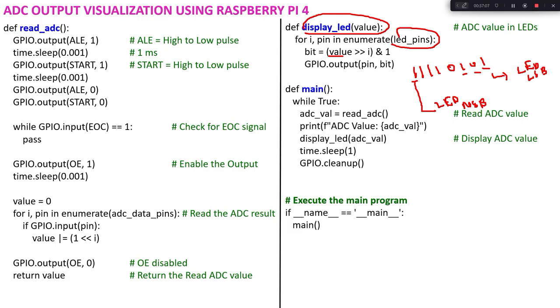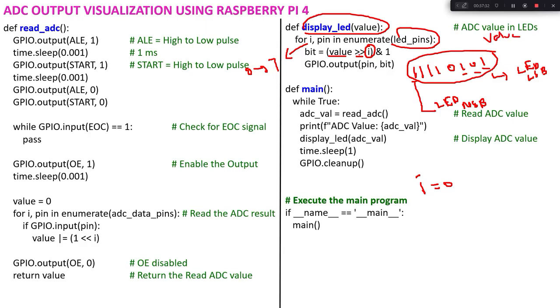So we take this value and do right shift by I times. This I will vary from 0 to 7. For example, when the for loop runs for the first time, the I value will be 0. In that case, the value is this value. So this is your value.